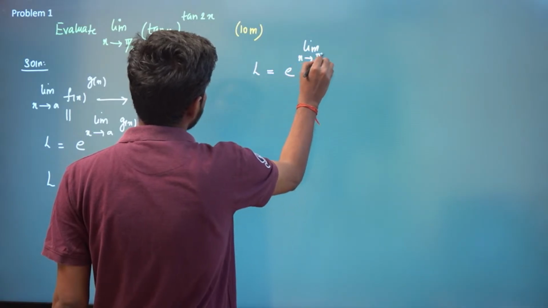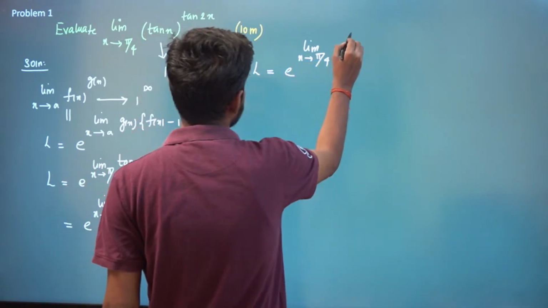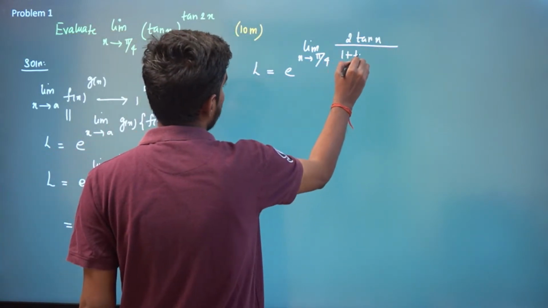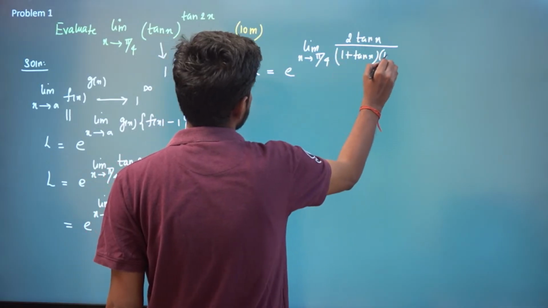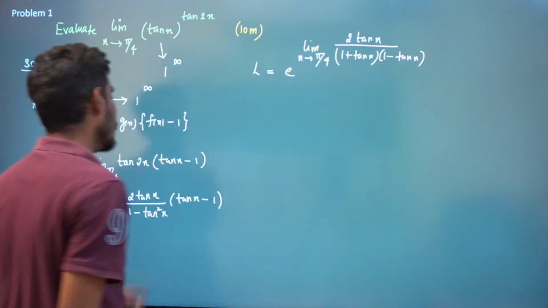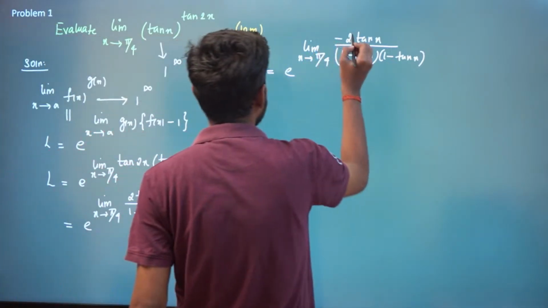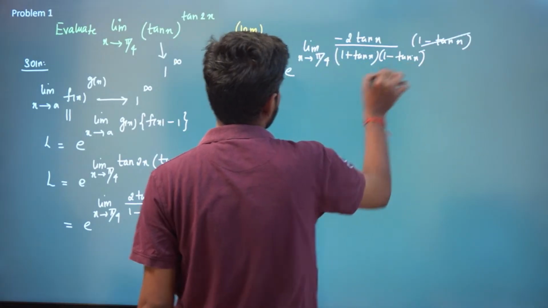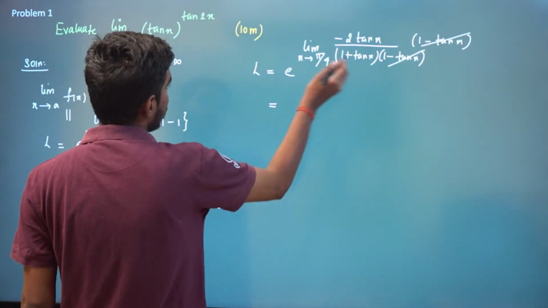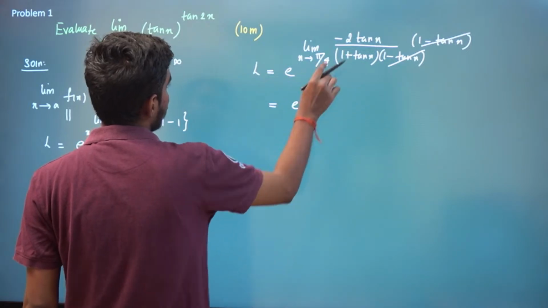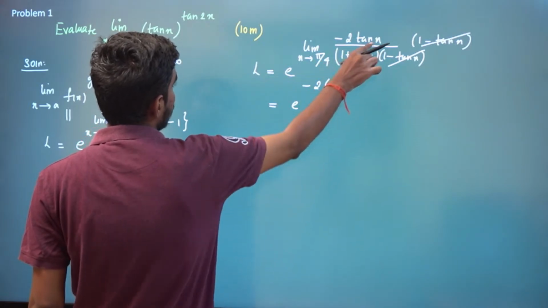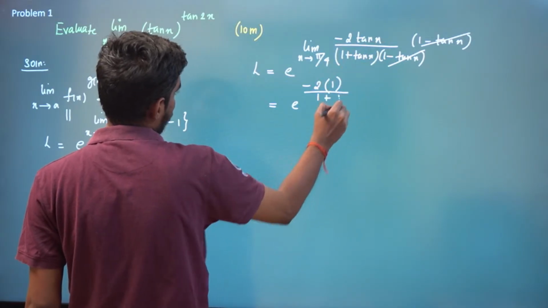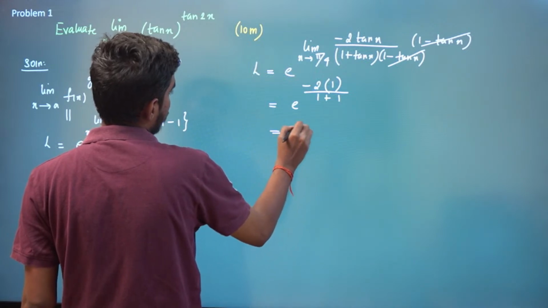e power limit x tending to pi by 4 of 2 tan x divided by 1 minus tan square x, which I can write as (1 plus tan x) into (1 minus tan x). Here we have tan x minus 1, so I'll take minus outside, put minus 2 here, and write this as 1 minus tan x. So 1 minus tan x and 1 minus tan x get cancelled. When I apply the limit, it is finite. So e power, we have minus 2 into tan pi by 4, which is 1, divided by 1 plus tan pi by 4, which is 1 again. So you will be left with e power minus 1.